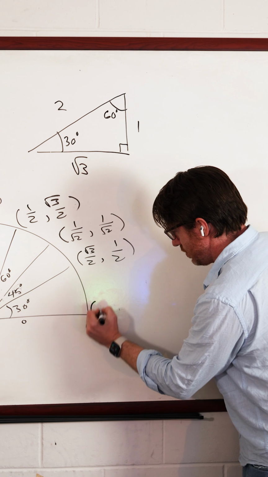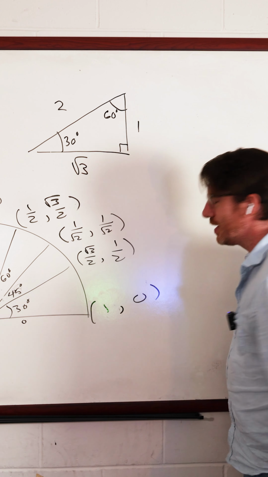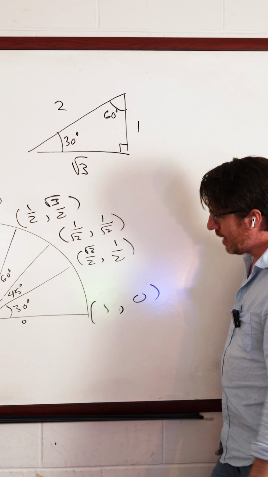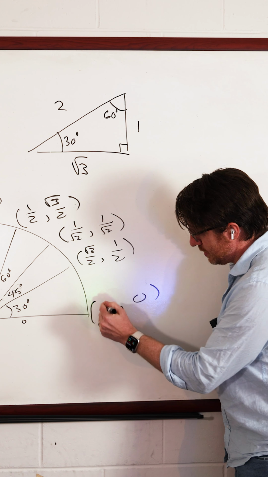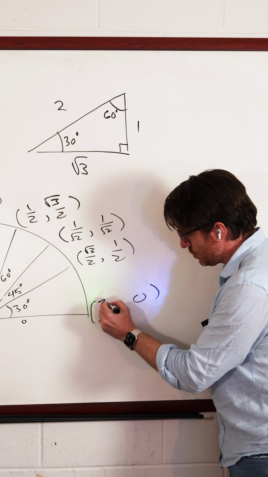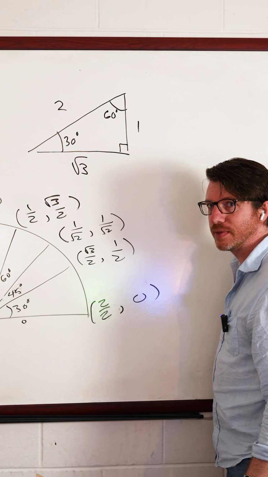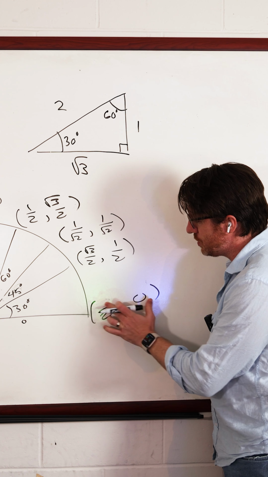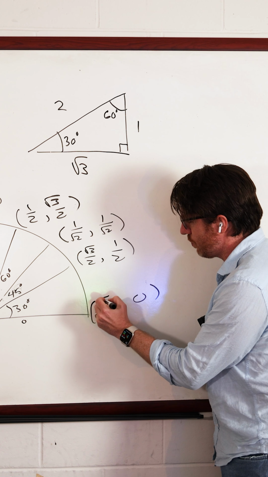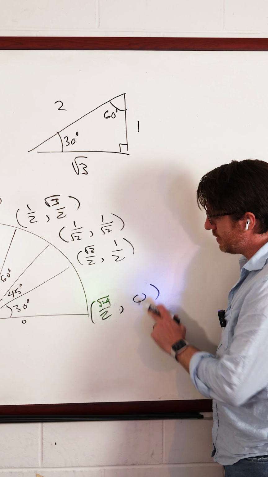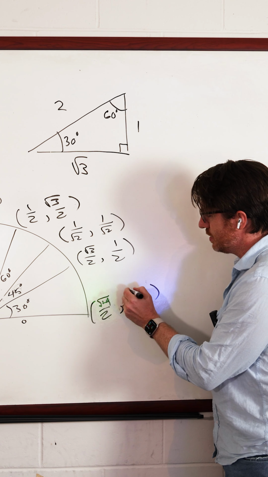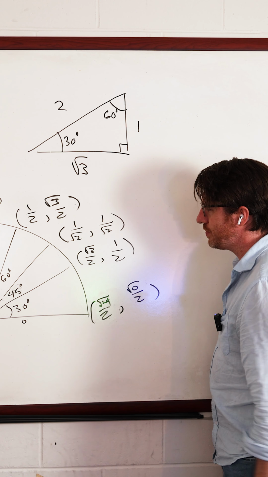So here we had 1, 0. Now instead of 1, what I'm going to do is rewrite this as, say, 2 over 2. That's still 1. But I'm going to go further. I'm going to change 2 to the square root of 4. This is square root of 4 over 2. And the 0, I'm going to change to be square root of 0 over 2.